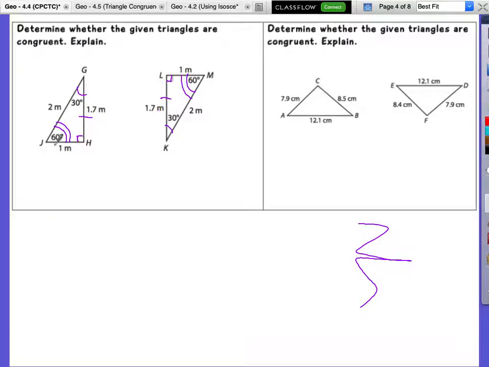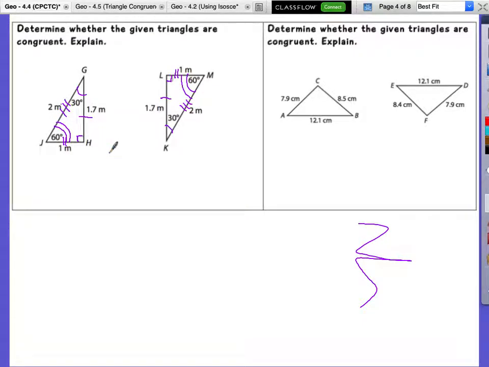Okay. What about between the 60 and the 90? What do we have? 1. Between the 60 and the 90, we have 1. Do those correspond? Yes. Yeah, they're in the same spot. So we'll put 2 tick marks there for being congruent. And then this 2m between the 30 and the 60, is this 2m as well? Yeah, so those are corresponding and congruent. So are all corresponding parts of these triangles congruent?